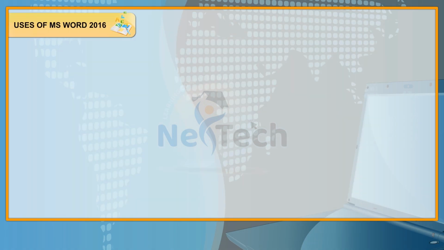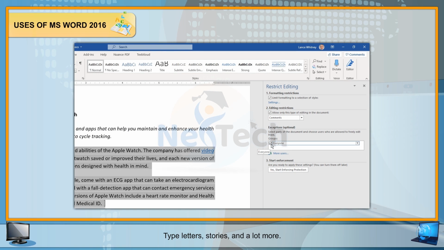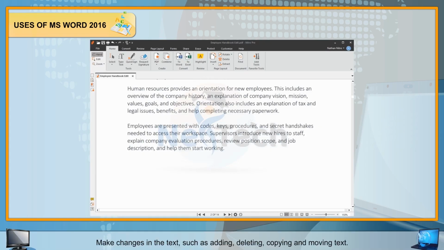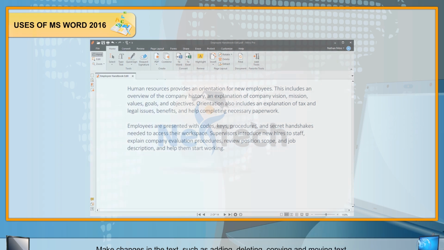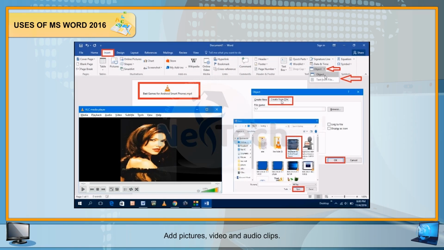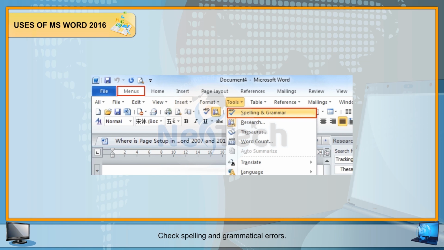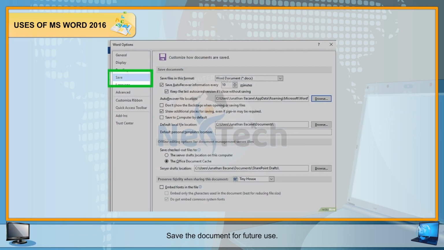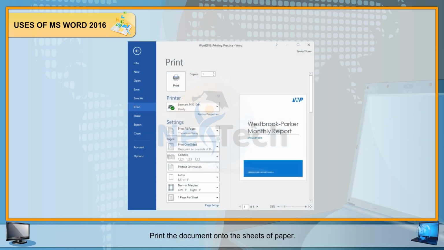Uses of MS Word 2016. You can do many things using Word 2016. Type letters, stories, and a lot more. Make changes in the text, such as adding, deleting, copying, and moving text. Add pictures, video, and audio clips. Check spelling and grammatical errors. Save the document for future use. Print the document onto sheets of paper.